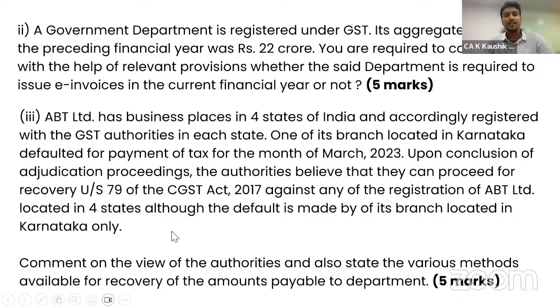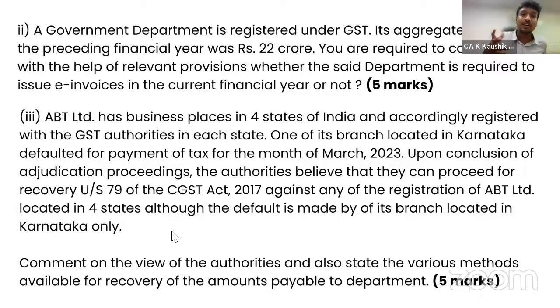The third sub question here is on the recovery and assessment provisions. ABT Limited has business places in 4 states of India and accordingly is registered with GST authorities in each state. One of its branches located in Karnataka defaulted on payment of tax for the month of March 2023. Upon conclusion of adjudicating proceedings, the authorities believe that they can proceed for recovery under Section 79 against any registration of ABT Limited. See, the tax was not paid in Karnataka, but they had registrations in 4 different states. Can the GST authorities recover from any state? Yes, they can recover from any state.